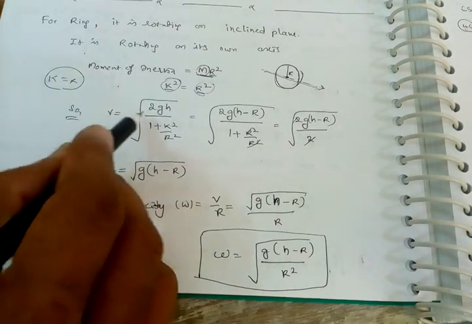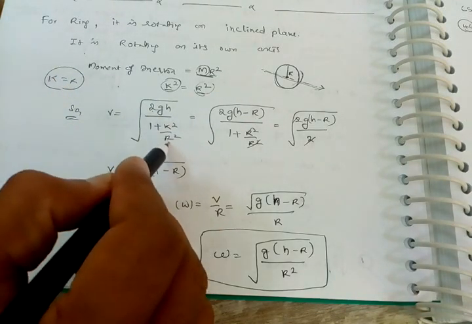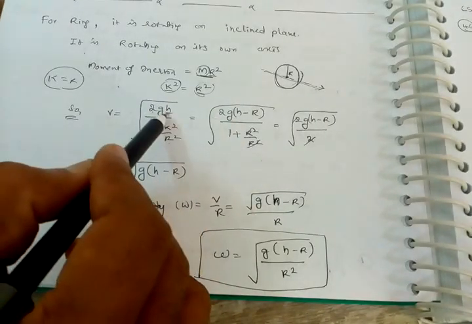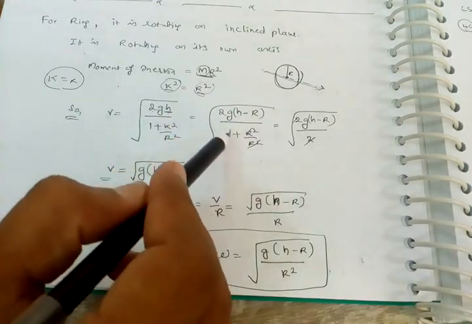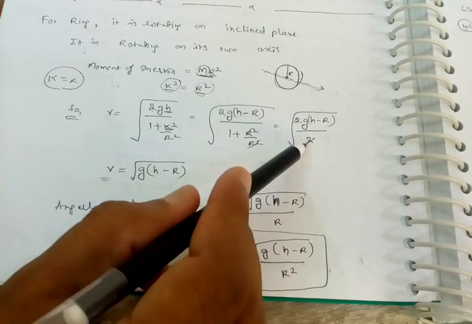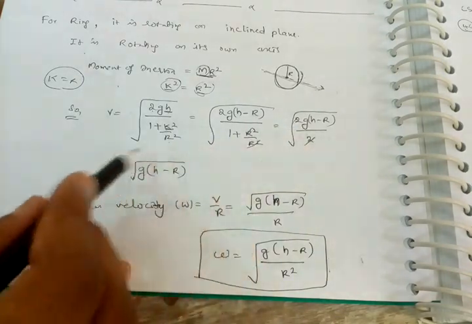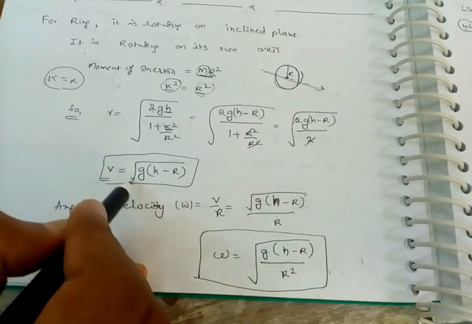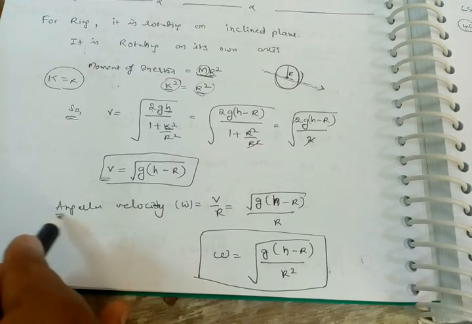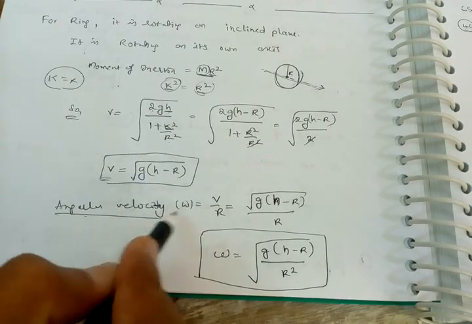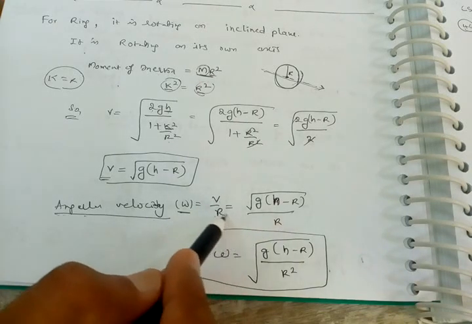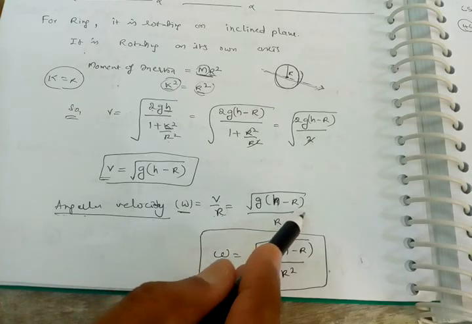So go for v. The formula is v equals root of 2gh by 1 plus k square by r square, where h is the inclination plane height, that is h minus r. 1 plus k square by r square is 1 plus r square by r square, which cancels, so 1 plus 1 is 2, and 2 gets cancelled. Finally we get v equals root of g of h minus r. Now what we have to find is the angular velocity: omega equals v by r, since v equals r omega. So omega equals root of g of h minus r, whole divided by r.